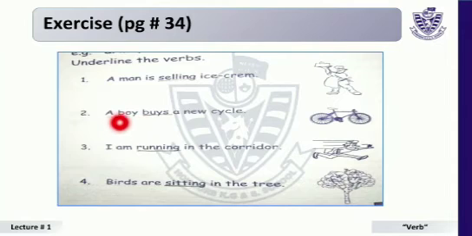Next one is a boy buys a new cycle. We will underline buys. Next one is I am running in the corridor. We will underline running. Last one is birds are sitting in the tree. We will underline sitting.